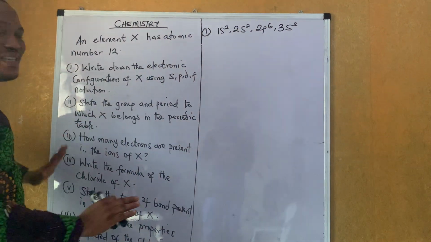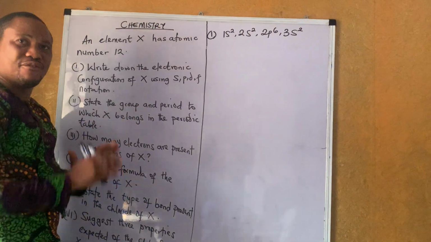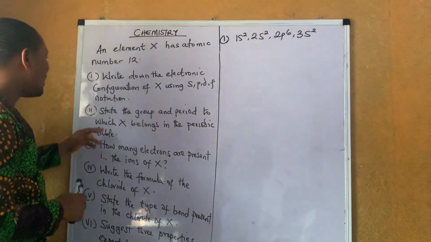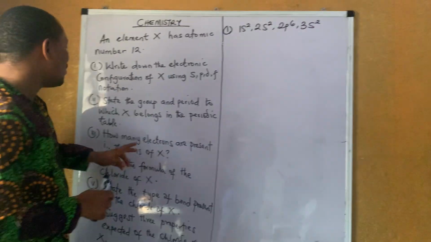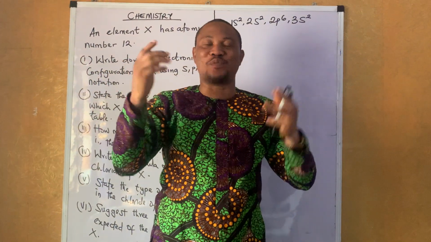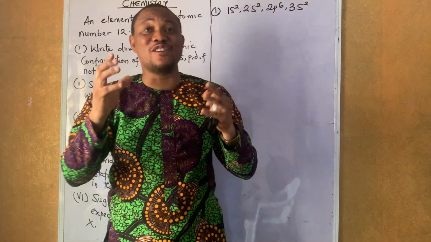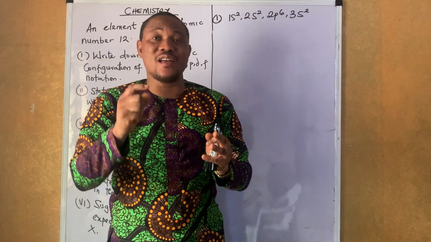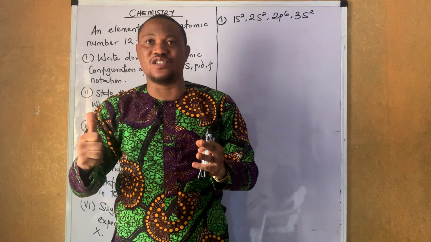So question 1 is clear, very clear. I want to believe it's very, very clear. Okay, so they said state the group and period to which X belongs in the periodic table. Do you remember my last video? I brought a periodic table and I was explaining the features of the periodic table. If you have not checked that video, go and watch it.